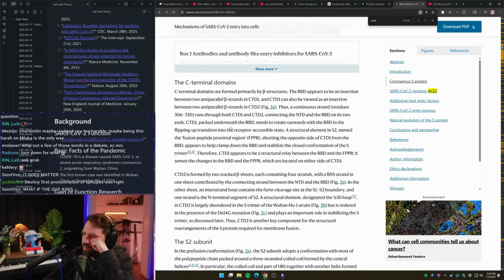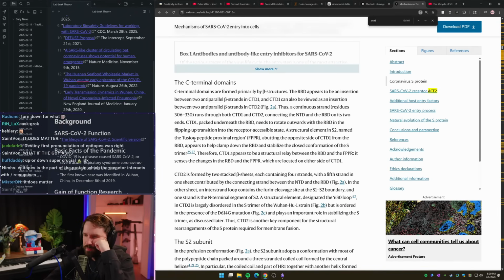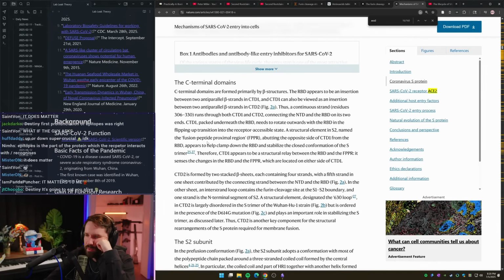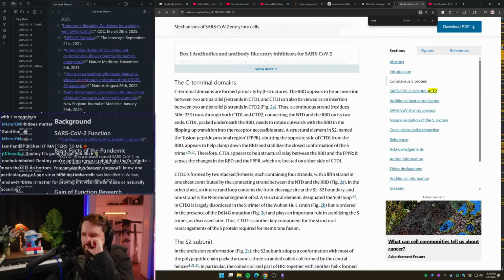A structural element in S2 named the fusion peptide proximal region, or FPPR, abutting the opposite side of CTD1 from the RBD, appears to help clamp down the RBD and stabilize the closed conformation of the S trimer. Therefore, CTD1 appears to be a structural relay between the RBD and the FPPR. It senses the changes in the RBD and the FPPR, which are located on either side of the CTD1.